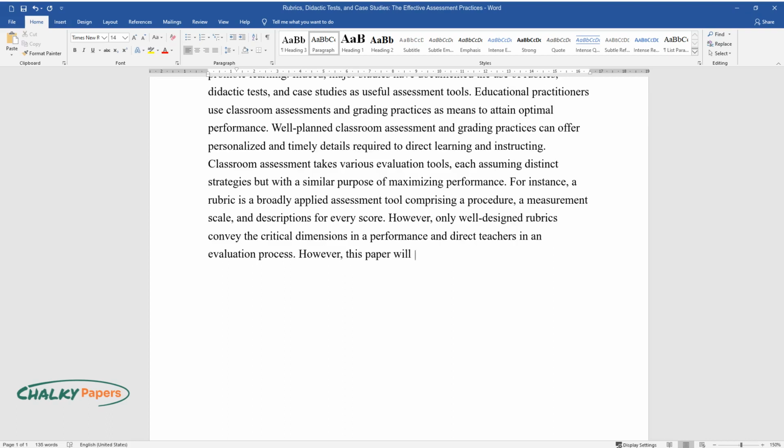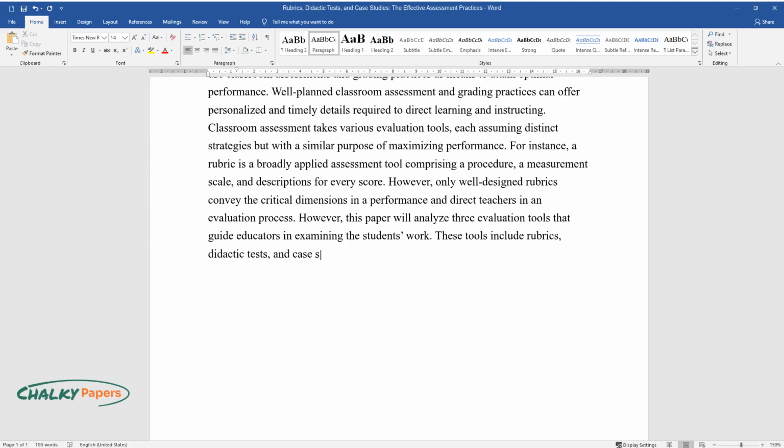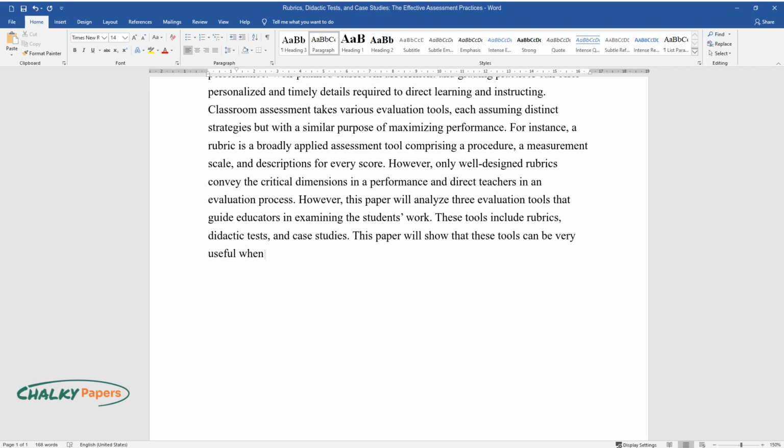However, this paper will analyze three evaluation tools that guide educators in examining the student's work. These tools include rubrics, didactic tests, and case studies. This paper will show that these tools can be very useful when well developed or ineffective when poorly designed.